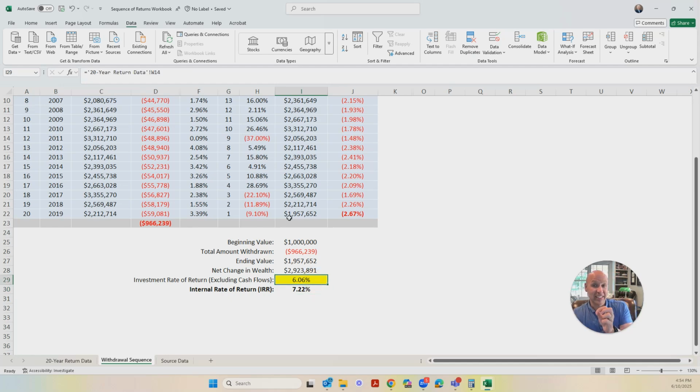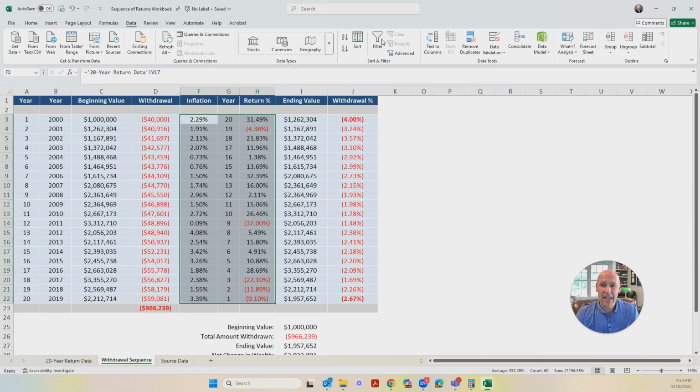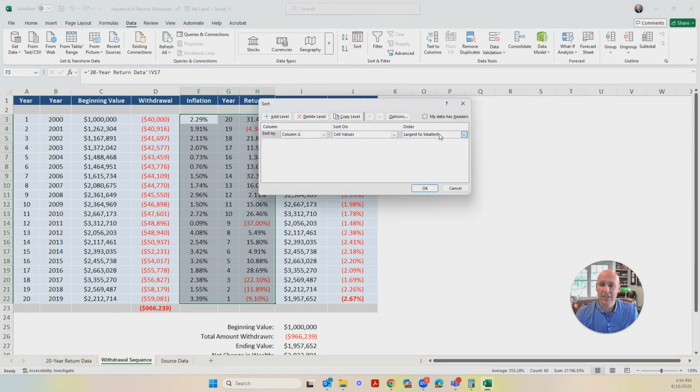So that's the sequence of returns. The thing you cannot know is, are you going to start out with a bull market or are you going to start out with a bear market? If you had the choice, if it were possible, you'd always want to end in a crash rather than start with a crash. But that is not something investors have any control over. So let's reverse this back out.